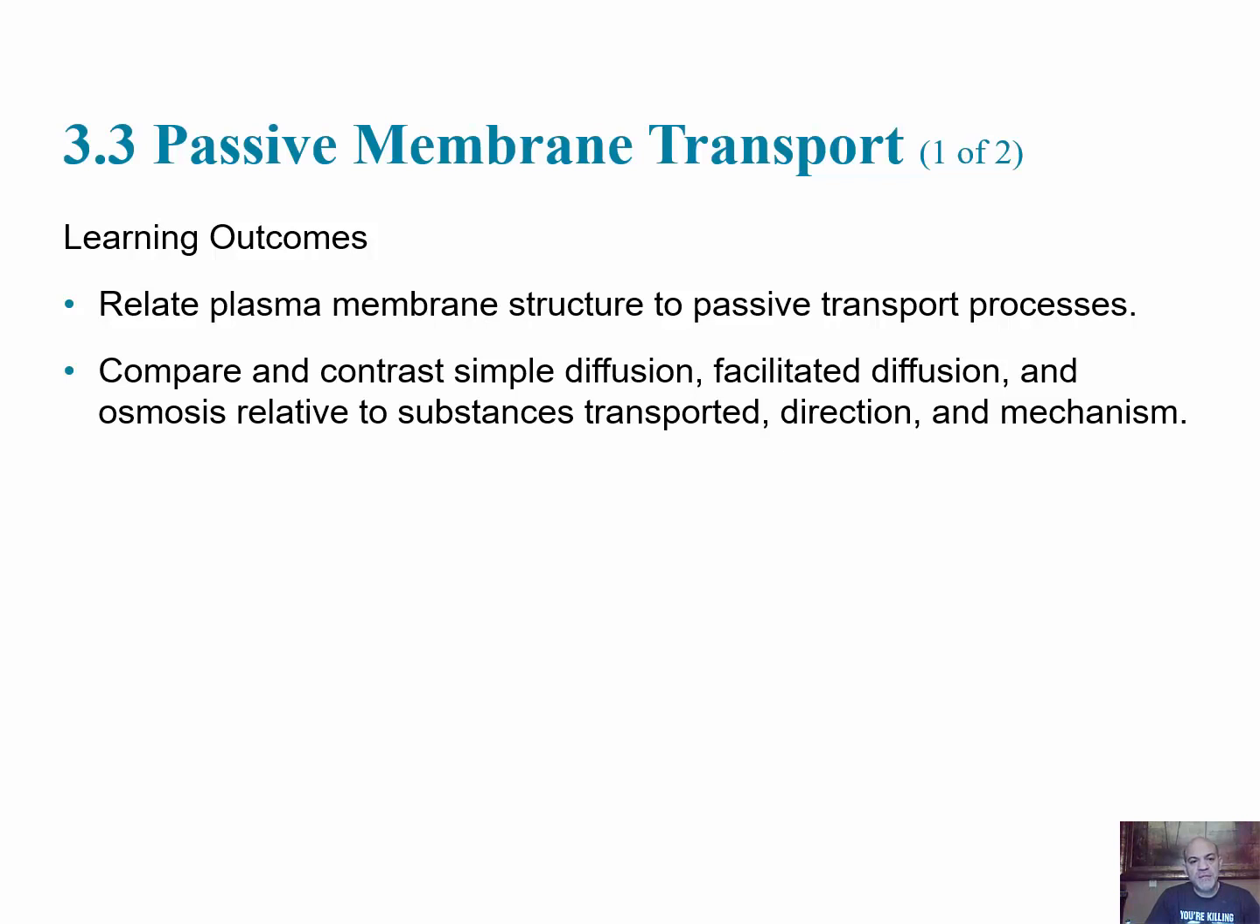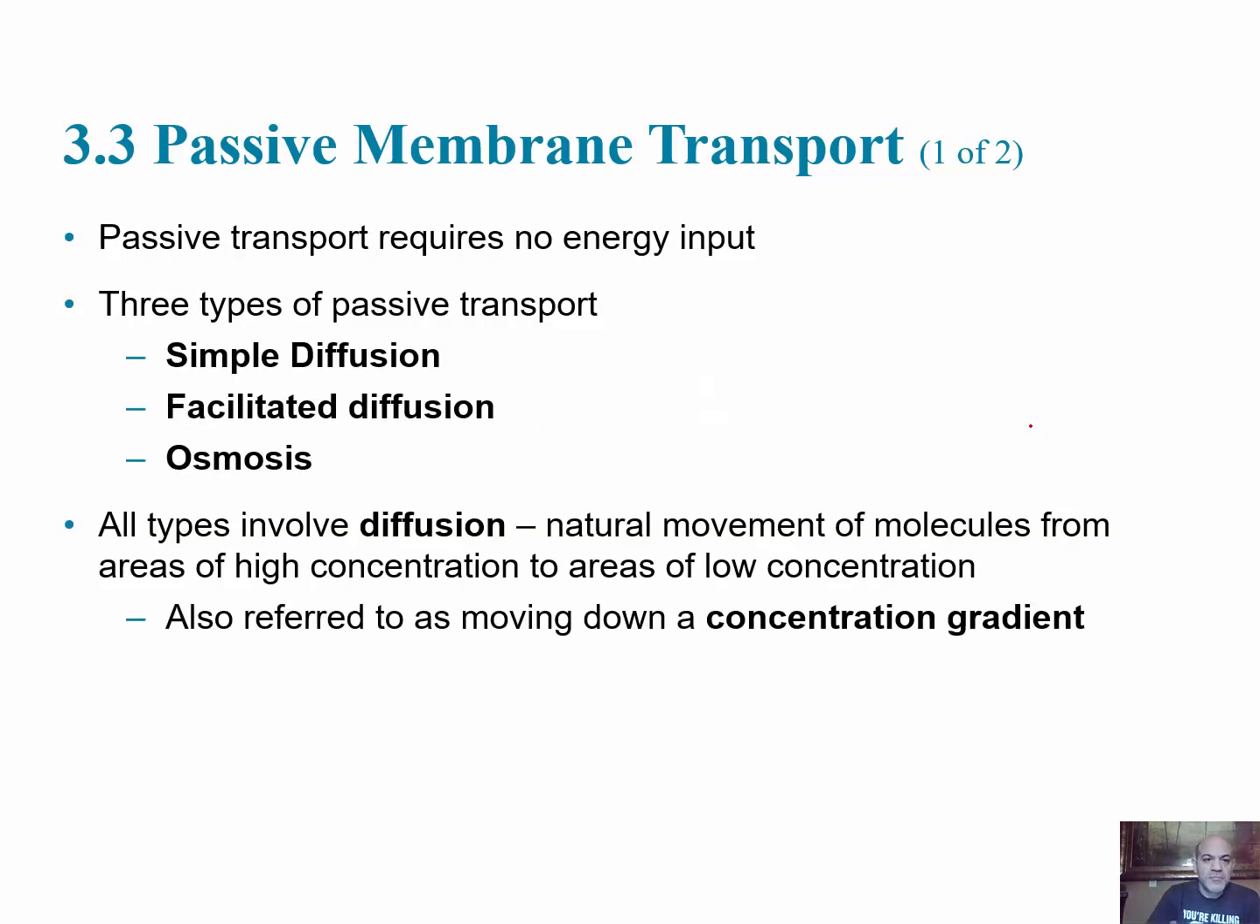In section 3.3, we're going to be dealing with passive membrane transport. Your learning outcomes here are to relate the plasma membrane structure to passive transport processes and to compare and contrast simple diffusion, facilitated diffusion, and osmosis relative to substances transported, the direction that they're transported, and the mechanism of passive transport. Passive transport is called passive because it requires no energy.